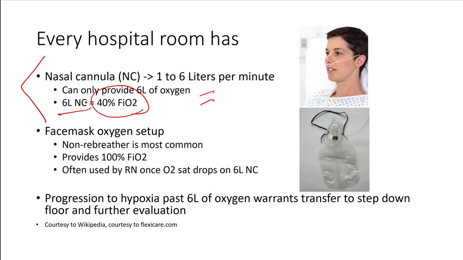So if someone's O2 sat is less than 90 on that, then you need more. And that may happen when you're not in the room, and if that's the case, that's when your nurses will throw on a face mask. The most typical face mask available in the room is a non-rebreather. It connects to the oxygen behind the bed, the same thing the nasal cannula is attached to.